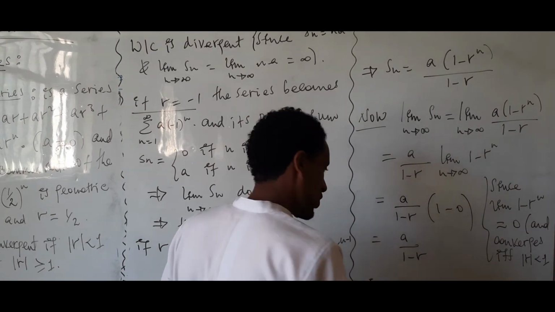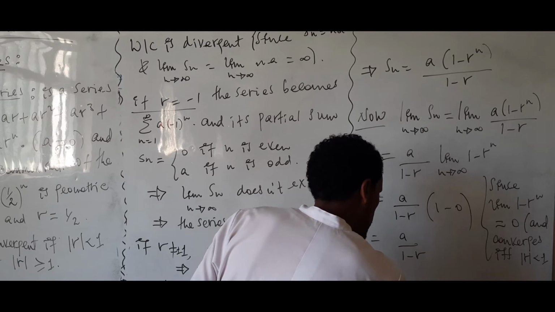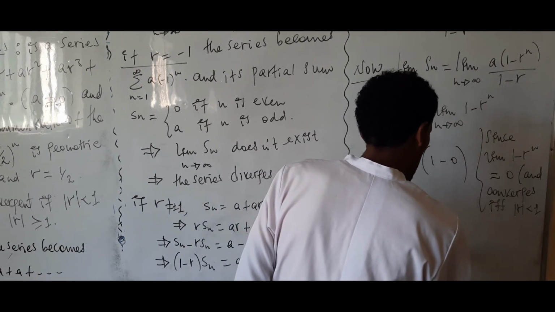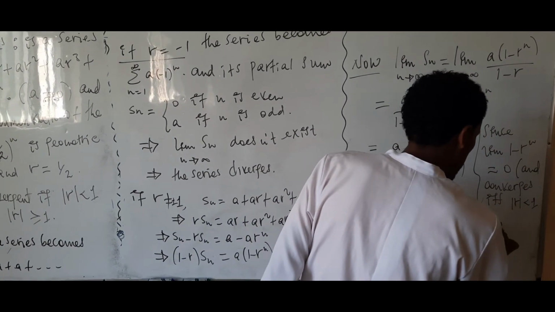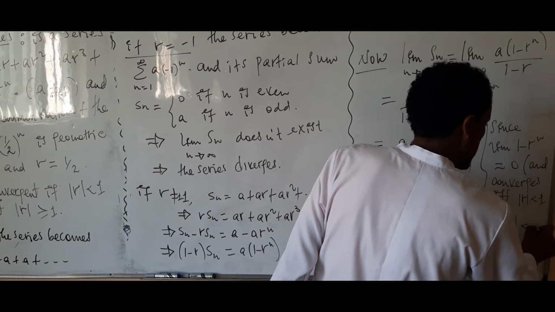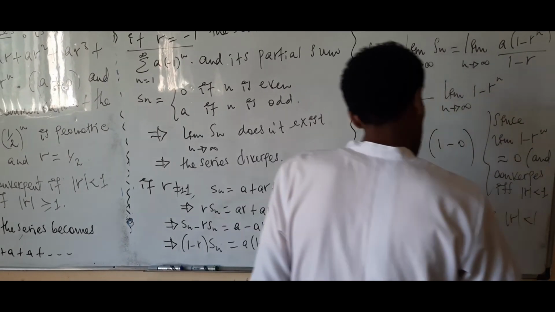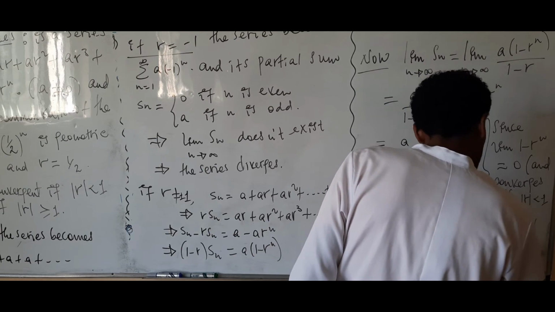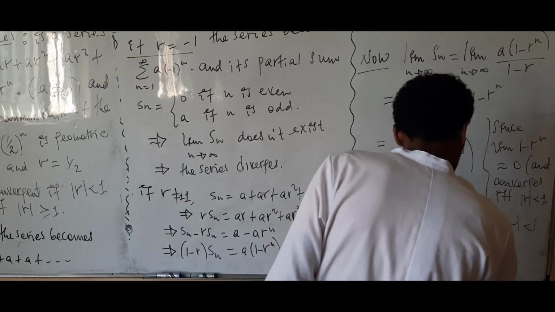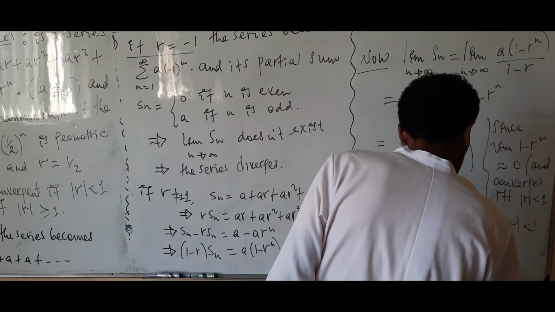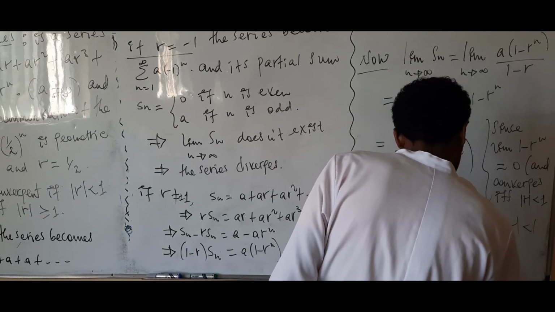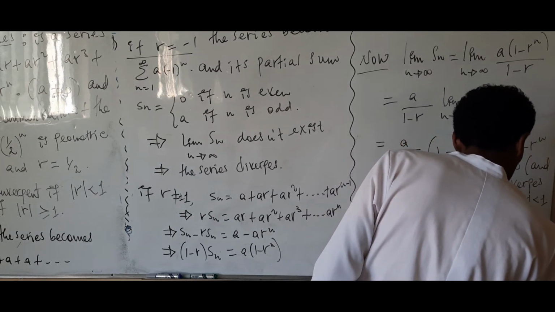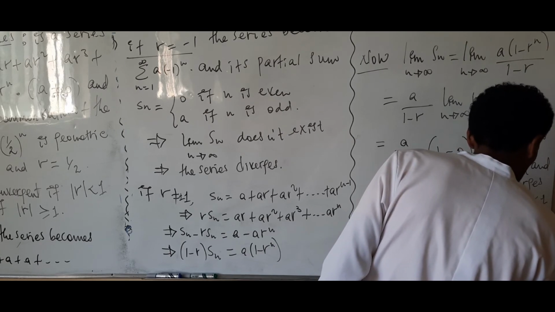Therefore, the sum of a times r to the power of n, when n starts from 0 to infinity, is equal to a over 1 minus r if the absolute value of r is less than 1, and diverges if the absolute value of r is greater than or equal to 1.